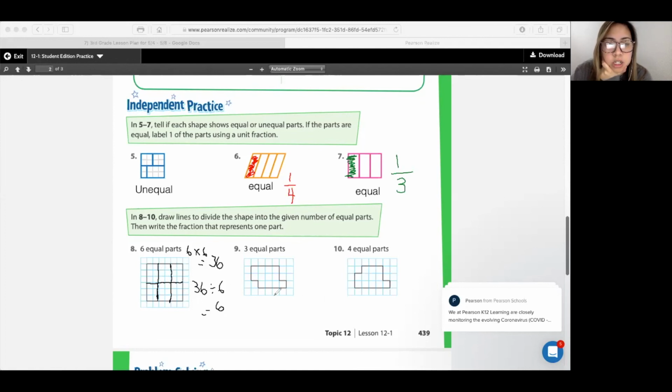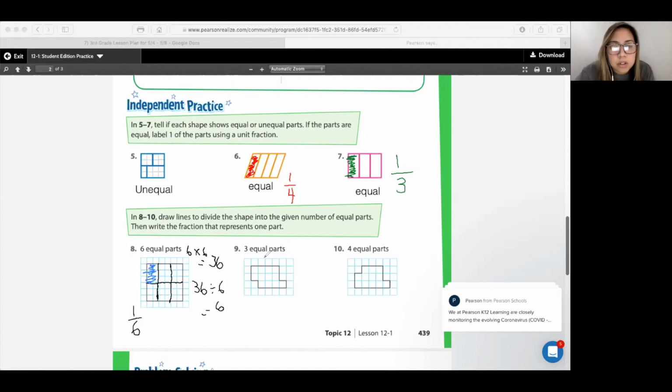So that's good. Oh, and then we need to write the fraction that represents one part. So if I were to color in one of the sections, there we go. We colored in 1/6. There you go. So that is the fraction.